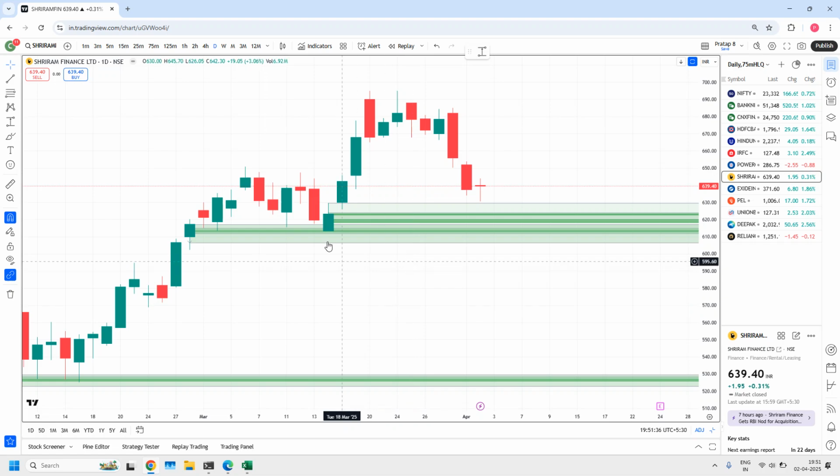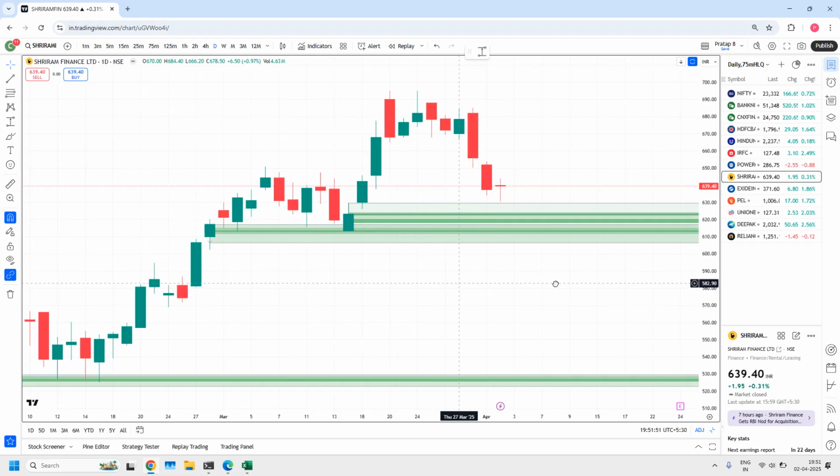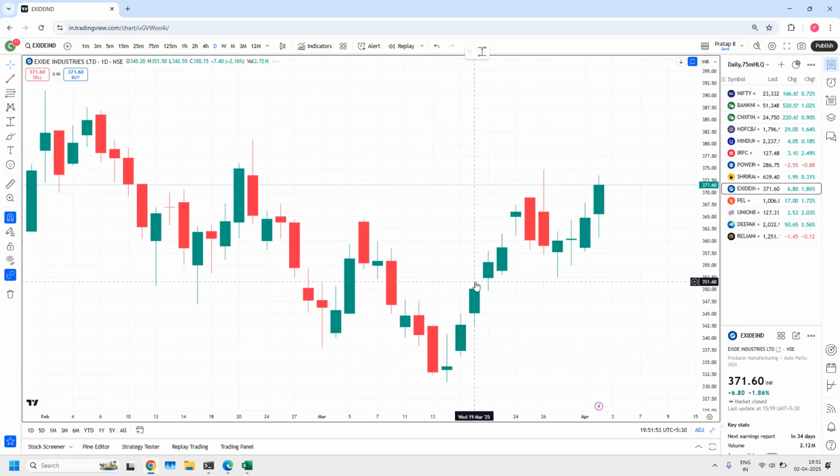Okay, anyway, this is the 1 minute zone, the actual origin. But anyway, today prices did not enter into this zone. But this stock analysis is very good, with a lot of observations to learn. Next one is Exide Industries.